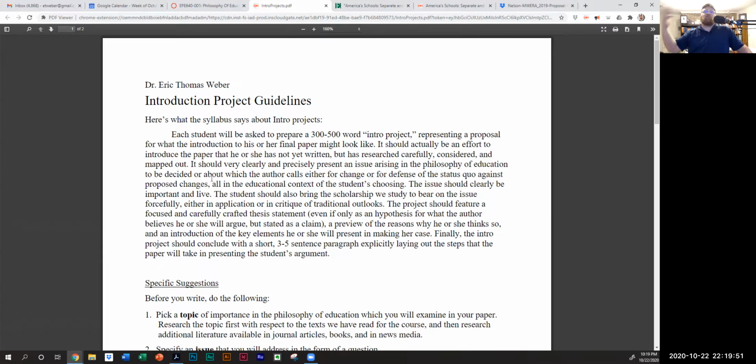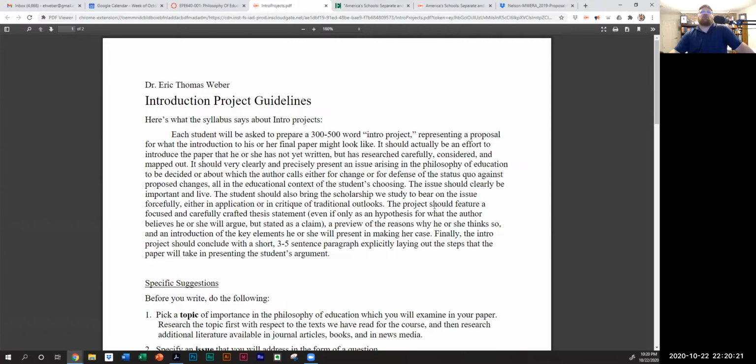Basically, there's a lot of different reasons why you might make an argument, all in the educational context of the student's choosing. The issue should clearly be important and live. In other words, it should be something that needs to be argued. The student should also bring the scholarship we study to bear on the issue forcefully. So obviously you want to dig into our material for the class that we cover, either in application or in critique of the traditional outlooks. You don't have to agree with what we read. You can disagree with them, but then show how and why you intelligently disagree with that stuff in application.